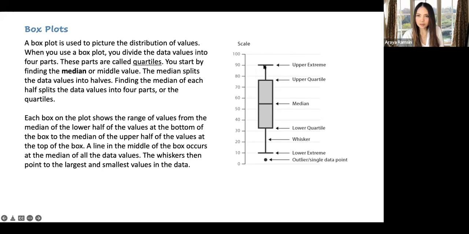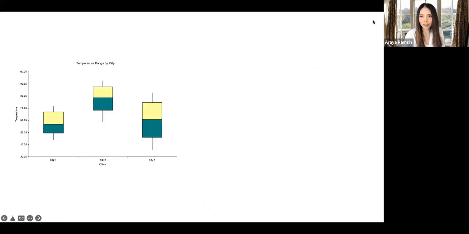So the whiskers pointing, this one is pointing to the highest, the largest, and this one is the smallest values or the lowest values. So this is the anatomy of a box plot. Okay, let's look at an example. Let's take a look at the real one.